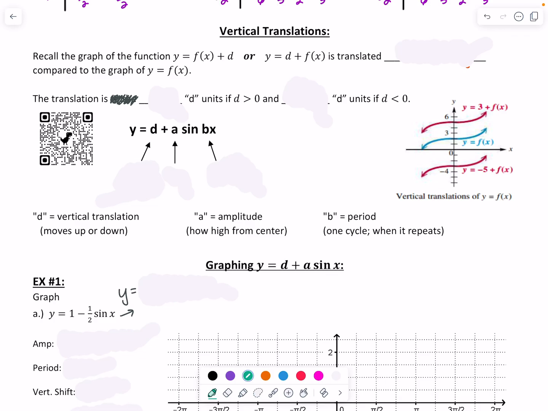All right, let's continue graphing our trig functions, sine and cosine, but this time let's add that vertical translation. Recall that the graph of a function y equals f of x plus d, or y equals d plus f of x, is translated vertically compared to the graph of just f of x, right? So if I am adding a constant in the front or the back, that constant is going to tell me what vertical translation I'm going to do.